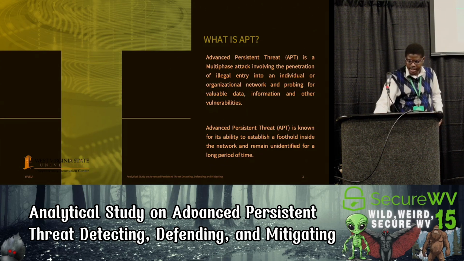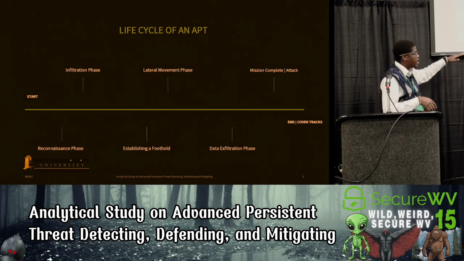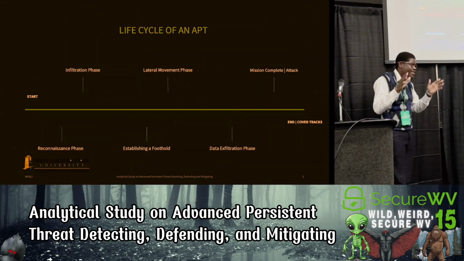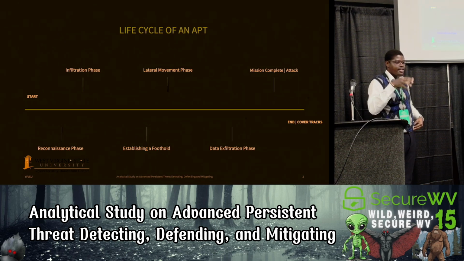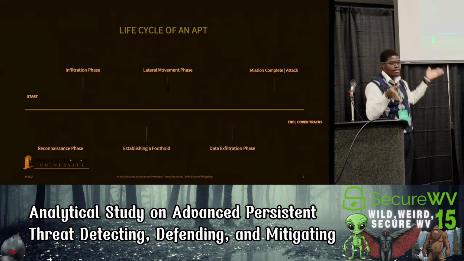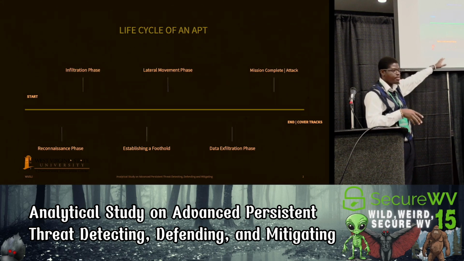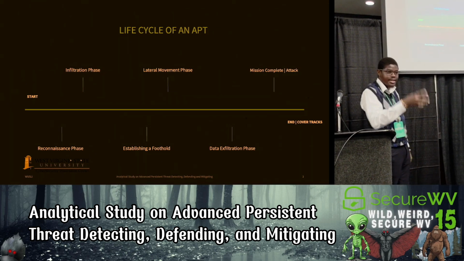So let's look at the life cycle of APT. It starts at the reconnaissance phase, and what happens here? SecureWV, please permit me to use this conference again as an example. So I'm the attacker now, and I heard that SecureWV is going to have a program. So at this phase, all I need to do is to study, find out the time, find out the venue. So that's all he's going to do at this point. Finding out the company, finding out what they do, what he can steal, things like that.